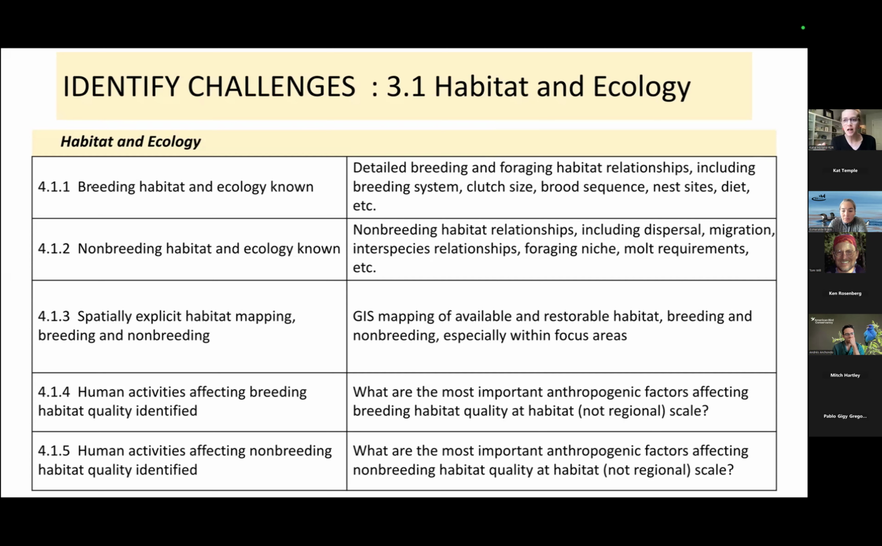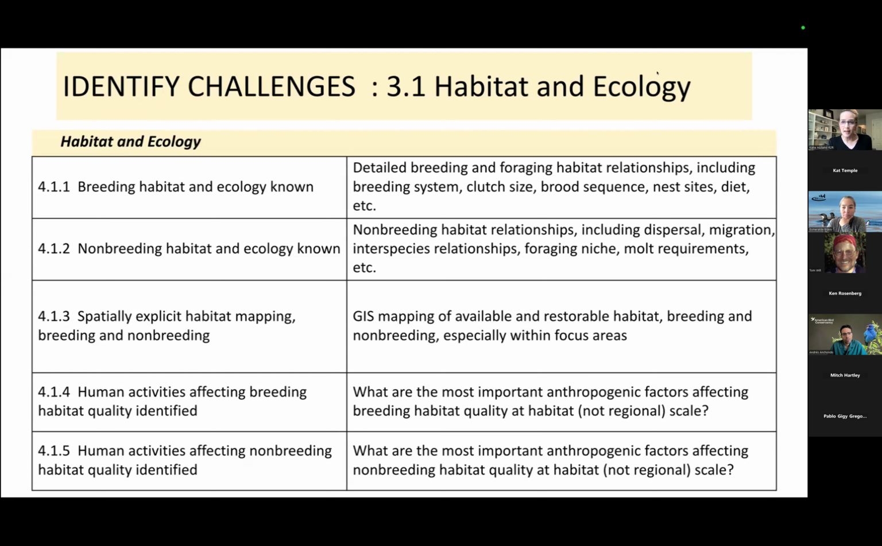For habitat and ecology, last time we talked about broader landscapes. Here we're talking about habitat scale. We're looking at, do we have the ecological knowledge about the habitats and the breeding and non-breeding grounds that we need for this species? You see in the right-hand column, the criteria, some examples of what would be needed. There may be more, depending on the species, in terms of what type of data from an ecological perspective needs to be collected in both the breeding and non-breeding grounds to be able to move forward.